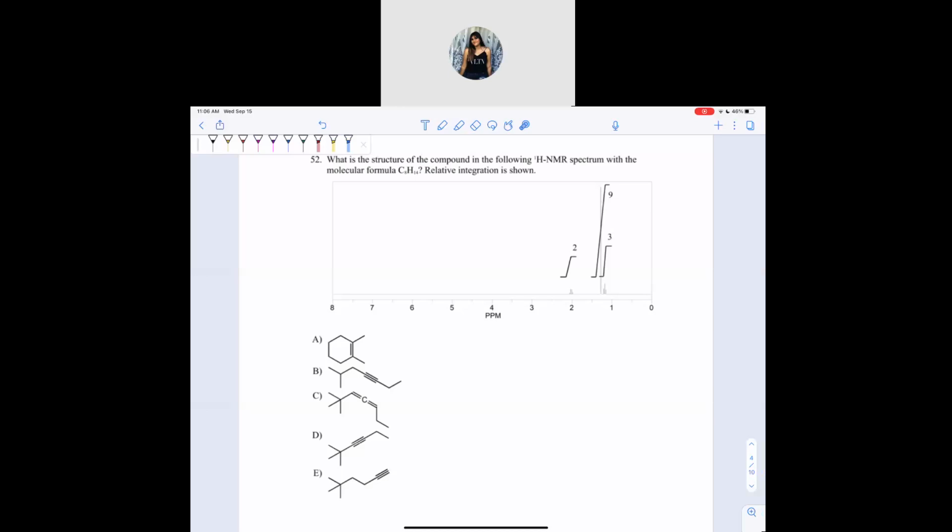Hey friends, so we're going to finish up some more NMR questions, and we're going to start off with the ones where he gives you a spectrum and you have to figure out what molecule it is. So for these ones, I have a general order to how I do them.